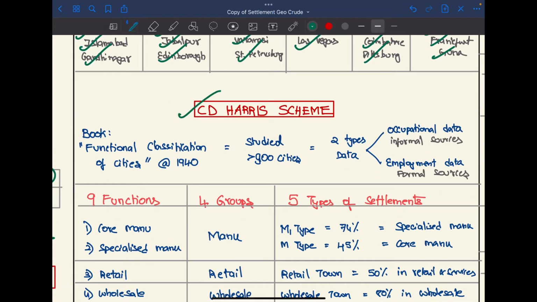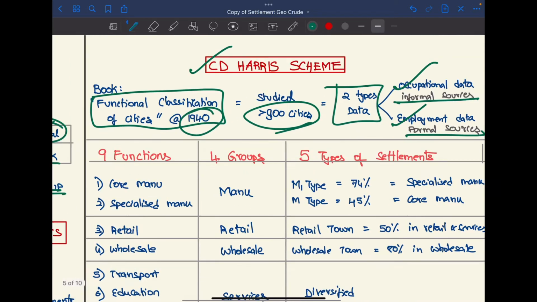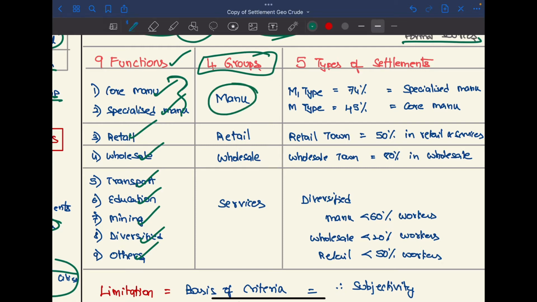Next, C.D. Harris scheme. He gave this in his book Functional Classification of Cities in 1940. So he studied more than 900 cities, and he used two types of data: occupational data from informal service sources and employment data from formal sources. On the basis of this, he identified 9 functions, which are core manufacturing, specialized manufacturing, retail, wholesale, transport, education, mining, diversified, and others. On the basis of this, he gave 4 groups: manufacturing, which consists of these two, retail, wholesale. All these are grouped into services.